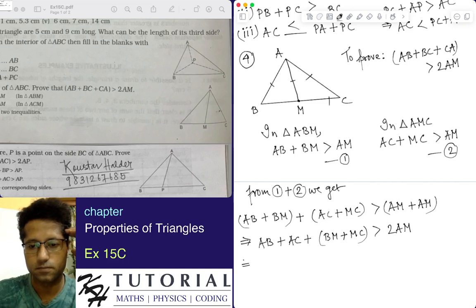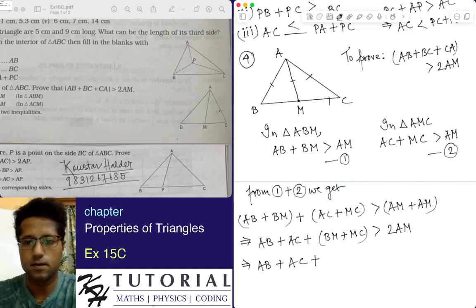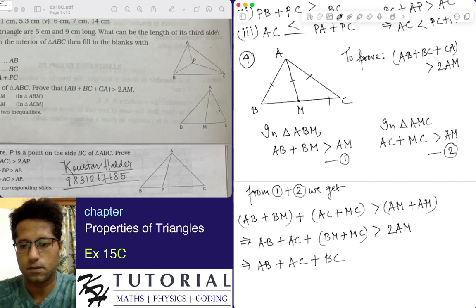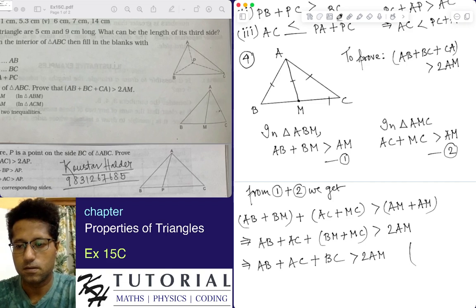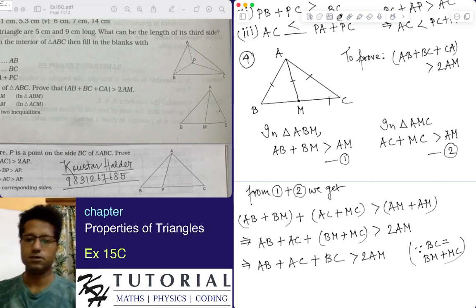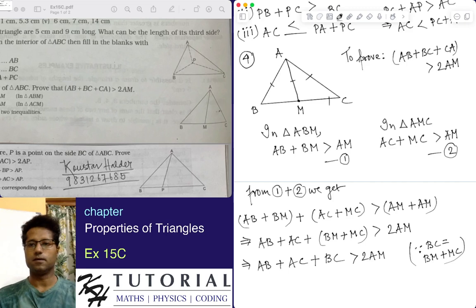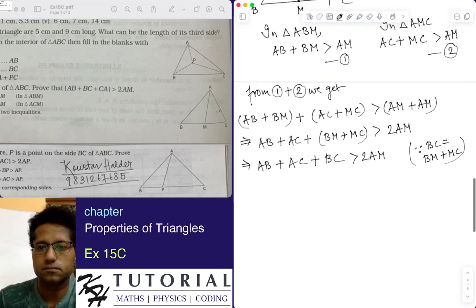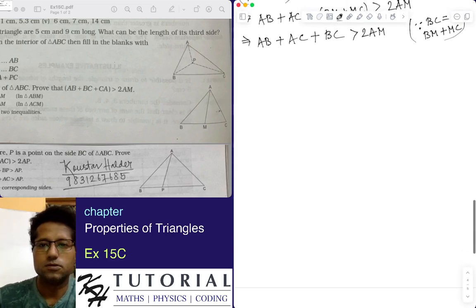Now this implies AB plus AC plus BM plus MC, which is nothing but BC, is greater than twice AM, as we know that BC equals BM plus MC. Hence it is proved that AB plus AC plus BC is greater than twice AM. Okay. Let's do problem number 5.